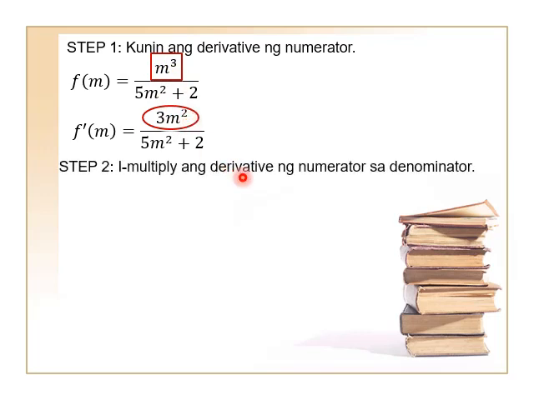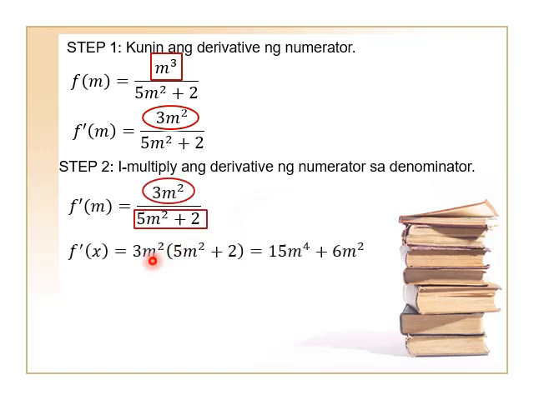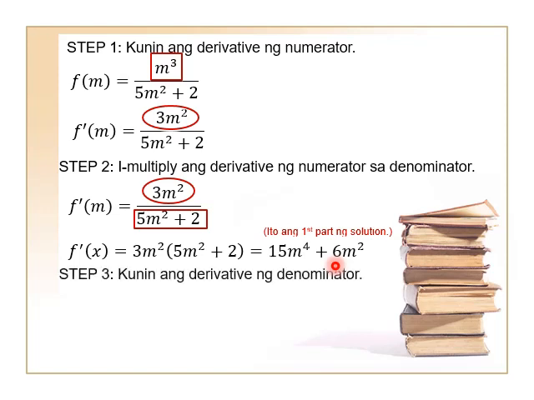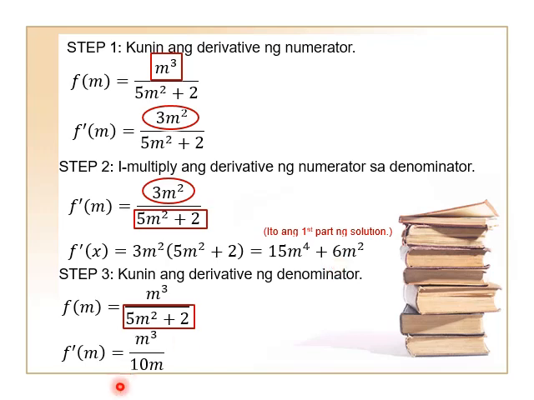Then, i-multiply ang derivative ng numerator sa denominator. Pag multiply natin yan, ito magiging 15m raised to 4, and then this one is 6m squared. So, this is the first part of your solution. Next, kukunin natin ang derivative ng denominator. The denominator is 5m squared plus 2. Ang derivative niyan is, ito bababa natin, 2 times 5 equals 10 and then m, 2 minus 1 equals 1. Kaya naging 10m yung derivative.